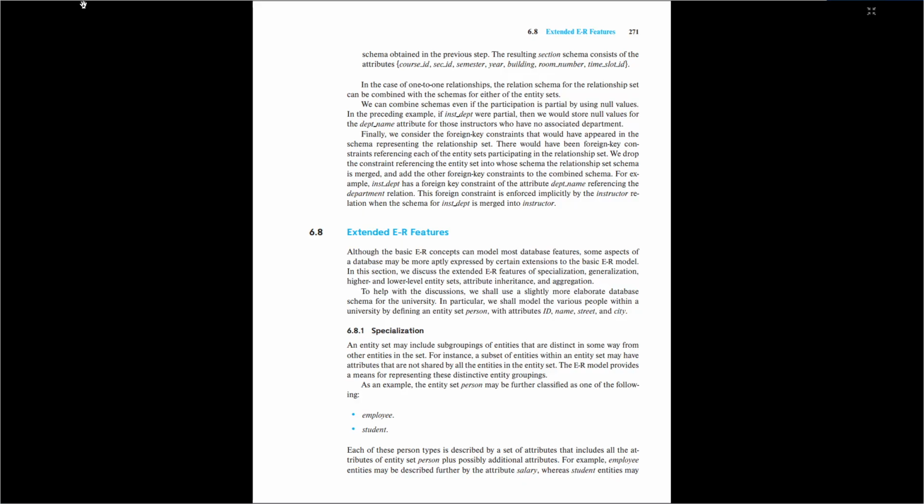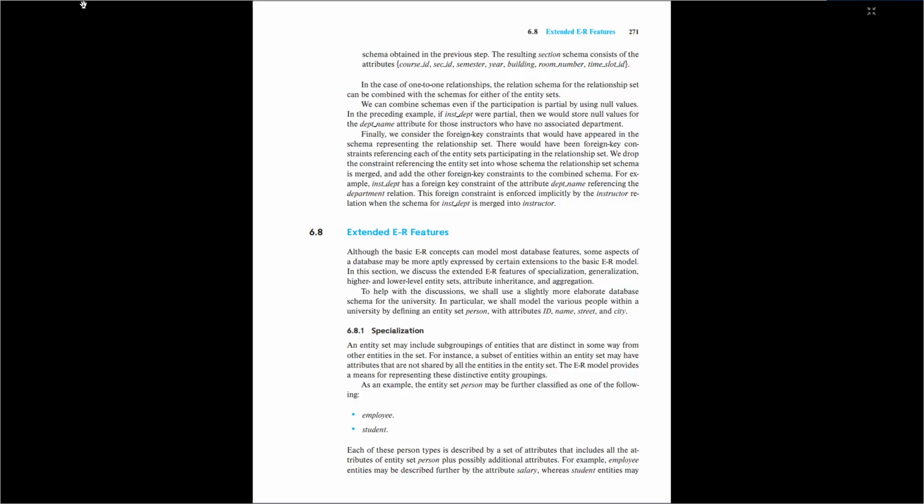Finally, we consider the foreign key constraints that would have appeared in the schema representing the relationship set. There would have been foreign key constraints referencing each of the entity sets participating in the relationship set. We drop the constraint referencing the entity set into whose schema the relationship set schema is merged, and add the other foreign key constraints to the combined schema. For example, inst_dept has a foreign key constraint on the attribute dept_name referencing the department relation. This foreign key constraint is enforced implicitly by the instructor relation when the schema for inst_dept is merged into instructor.